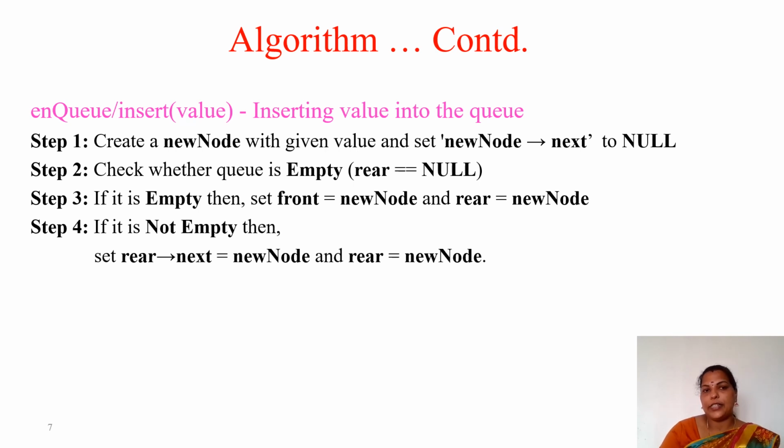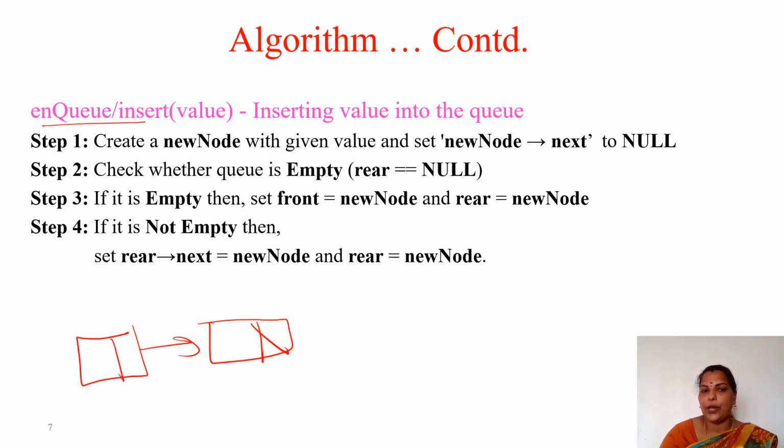Next is the insertion operation, that is the EnQueue operation. EnQueue or insertion always happens at the end of the list. We all know that the end of the list means the next pointer is null. So at the end only we are going to perform the insertion operation. What we need to do is, whatever element we are going to insert, we create a new node with the given value and we make the new node's next point to null.